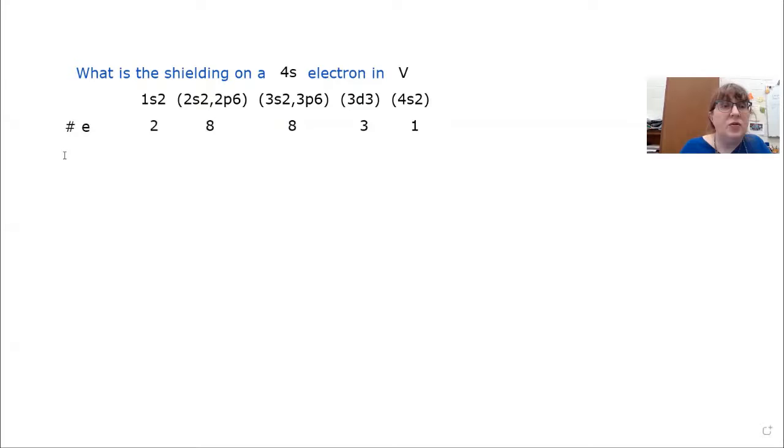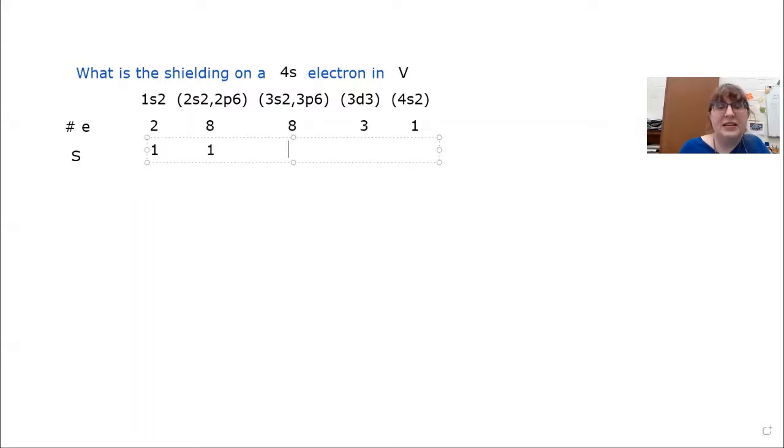All right, now down below that, we're going to do the shielding for each of these. How much do each of those electrons shield the 4s electron? So anything that has an n value, this first coefficient, that is 2 or more than 2 less than that of the electron in question. So we're looking at something that is either a 1 or a 2. That's going to have a complete shielding. So 100% for the 1s, 100% for the 2s and the 2p.